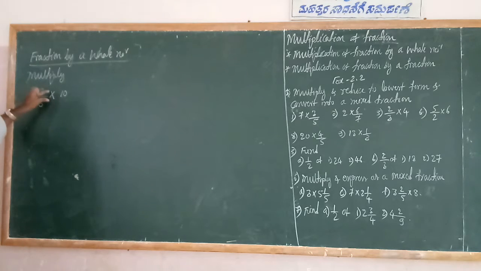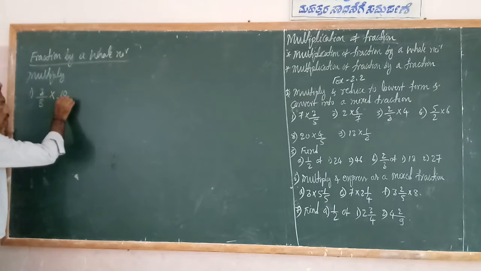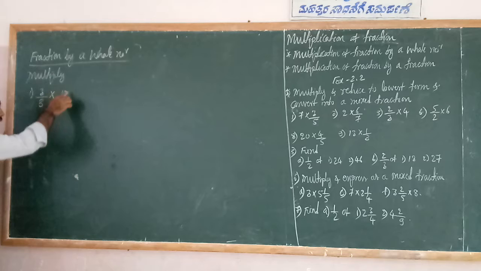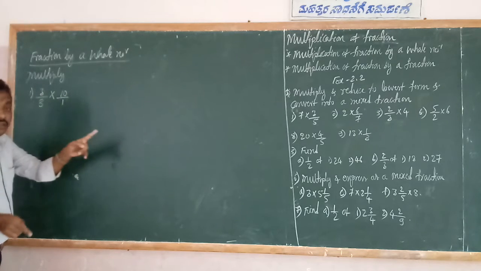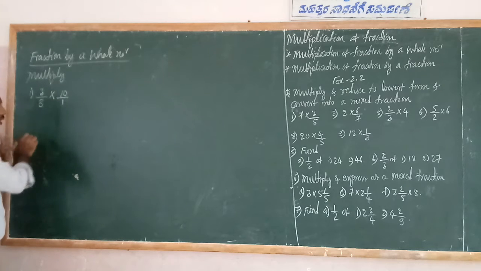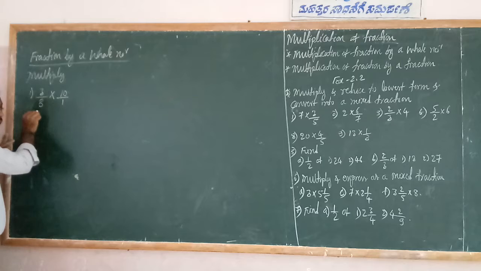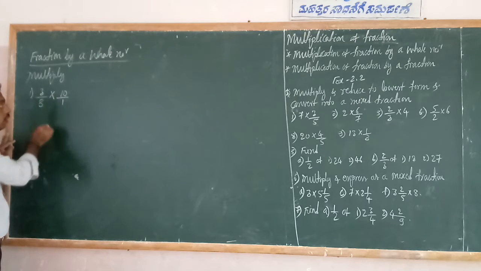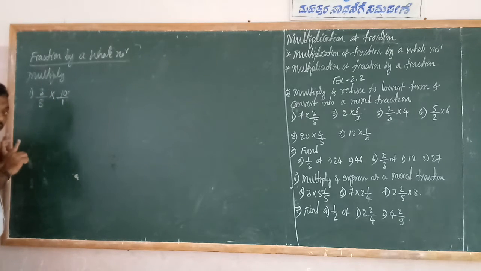How do you multiply a fraction by a whole number? See students, 3 by 8 is the fraction, 10 is the whole number. With nothing under it, the denominator is 1. So 10 by 1 also becomes a fraction. Now what is the rule? That rule you have to apply here. Here 8 is there, here 10 is there. 8 is in the denominator, and 10 is in the numerator. Therefore, numerator and denominator, what do we do? Yes, it becomes a division.